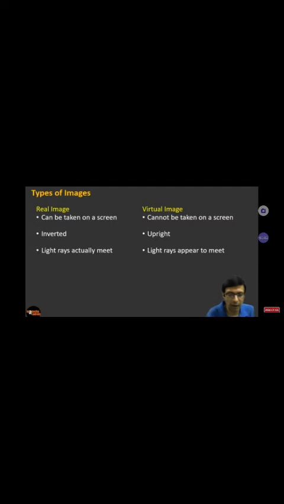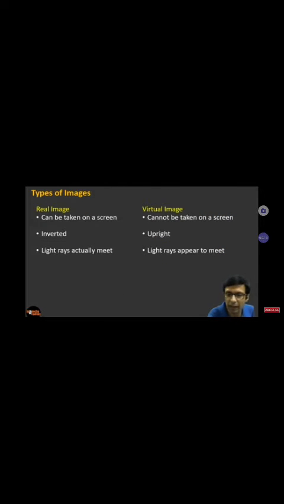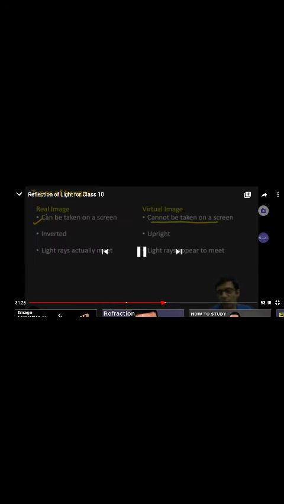And virtual image. As we saw here, a plane mirror forms a virtual image. So when you're standing in front of a plane mirror, remember the image you're seeing is virtual. Now why is it virtual? Because it cannot be taken on a screen. You can't capture that image. It's behind the mirror.